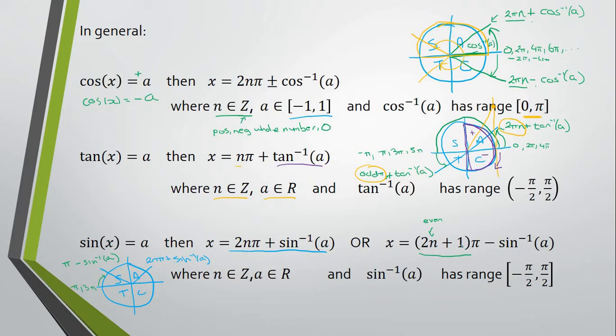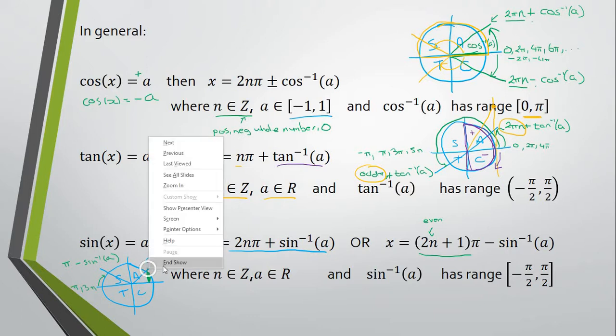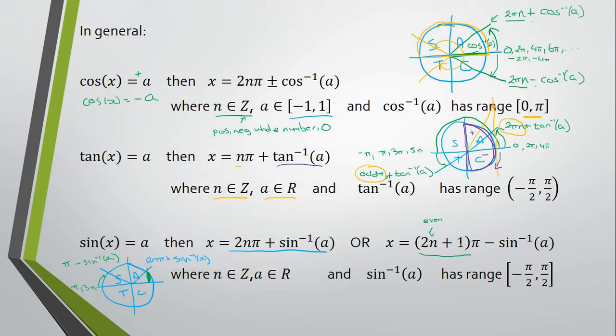So what we're saying is that to get our general solution, we take an even value and add inverse sine of A. Sine of A gives our vertical length to get our solutions in the first quadrant. To get our solutions in the second quadrant, we take an odd value. It becomes odd altogether once I've taken an even value and add 1. We take our odd value of pi and we subtract to get our value here.